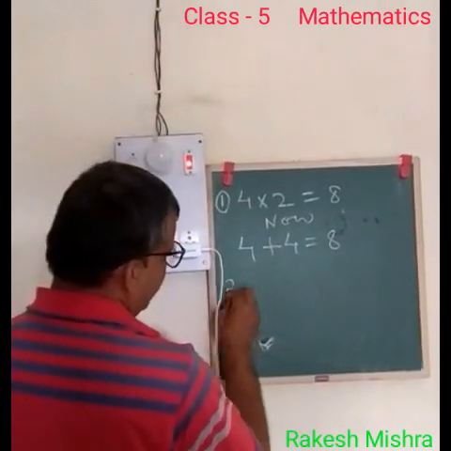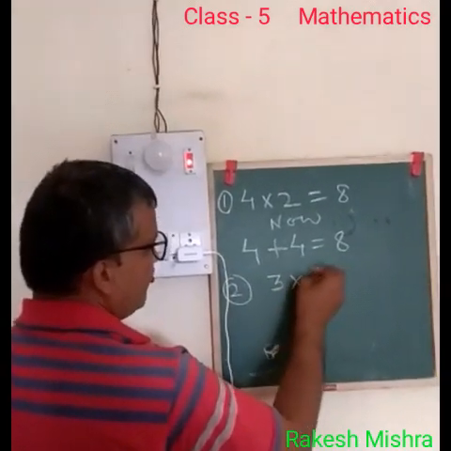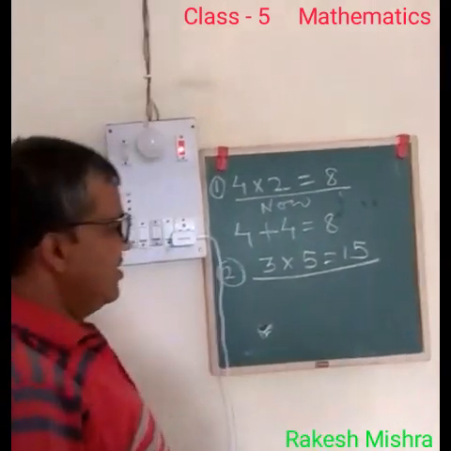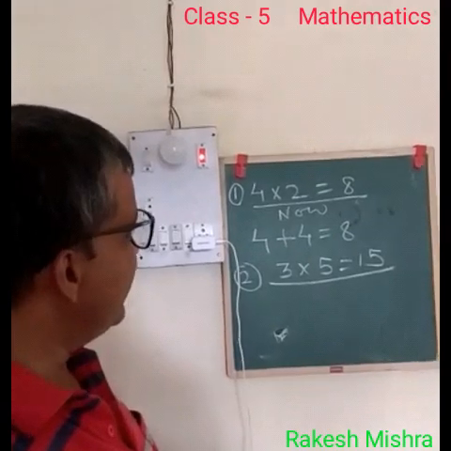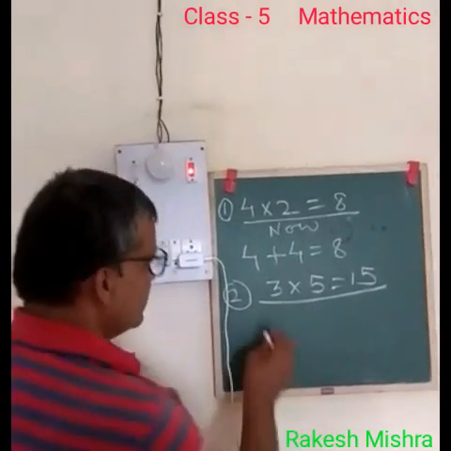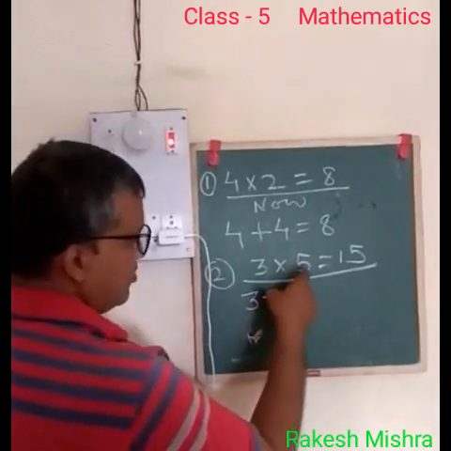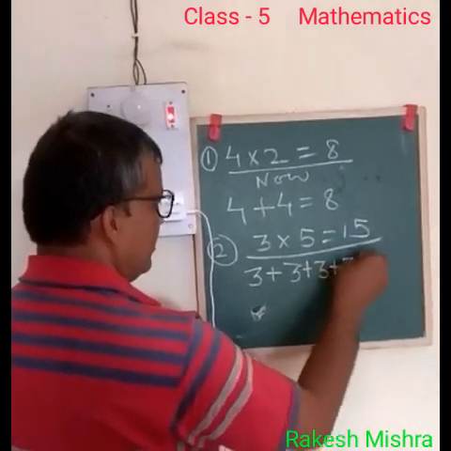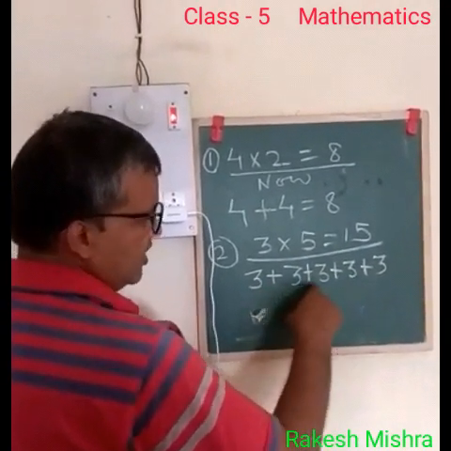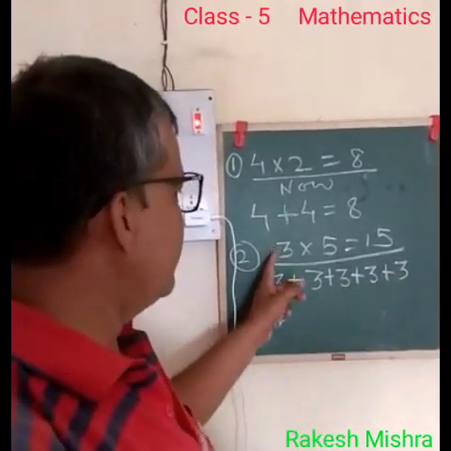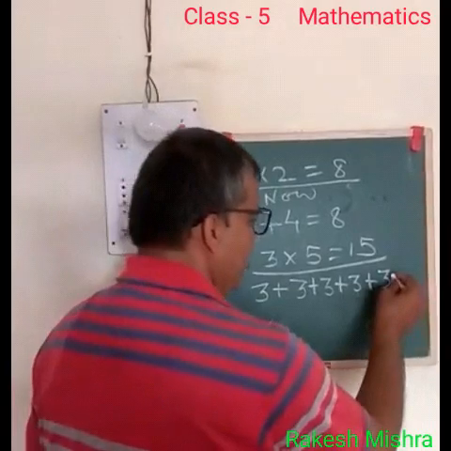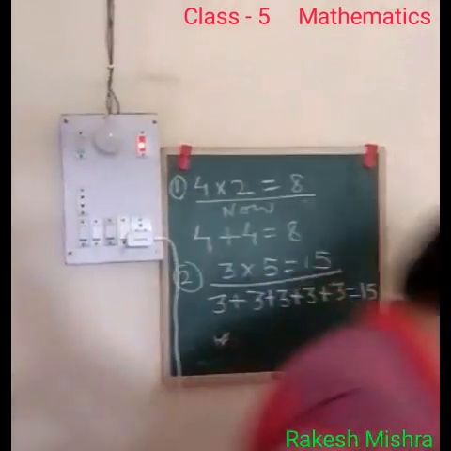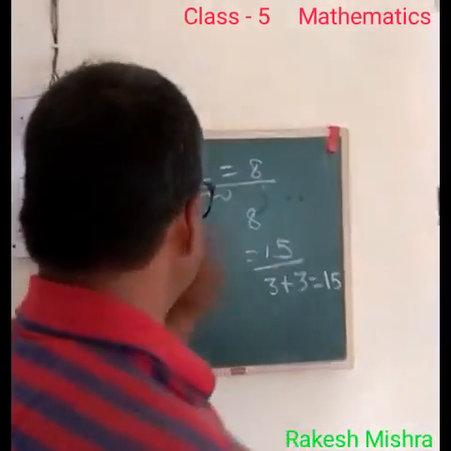We take another example. 3 into 5 is equal to 15. Again, by taking repeated addition, we should know 3, because here 5 times, so 3 plus 3 plus 3 plus 3 plus 3. 1, 2, 3, 4, 5. 3 is repeated 5 times and we will get 15. Therefore, multiplication is also called repeated addition.